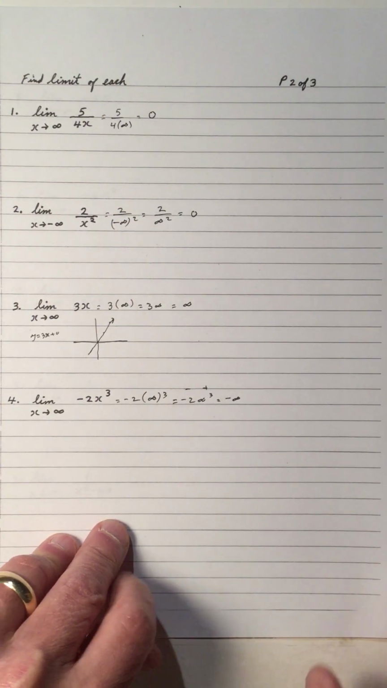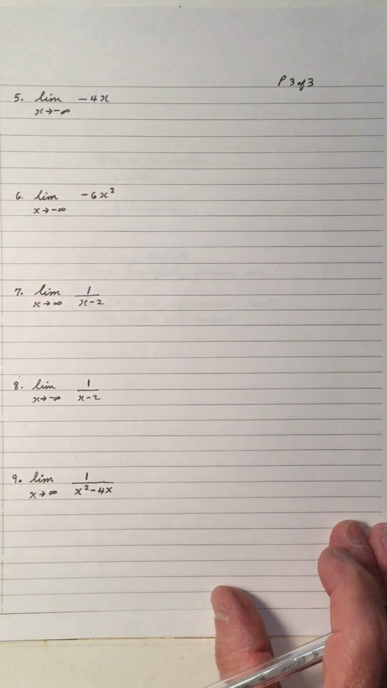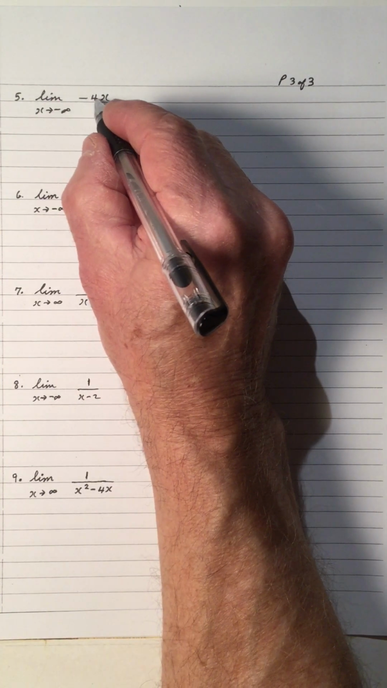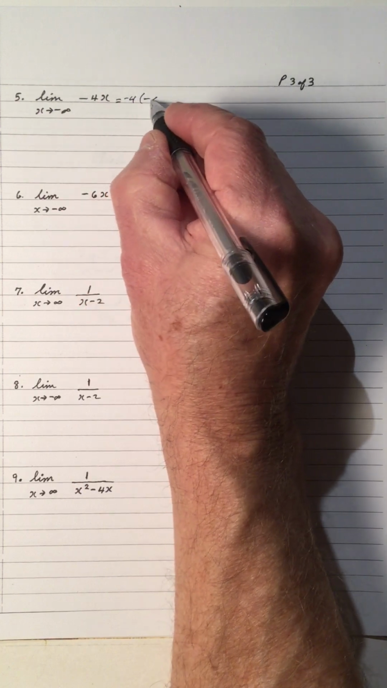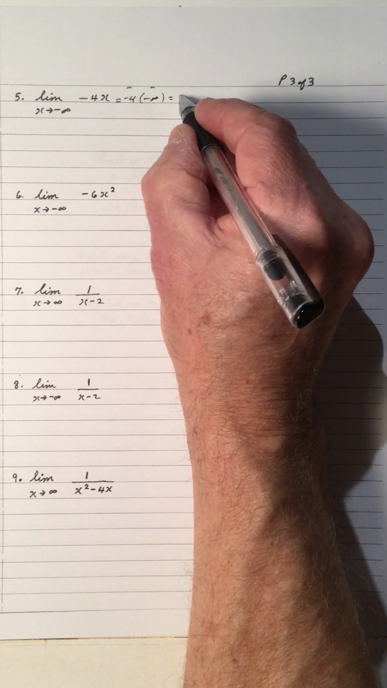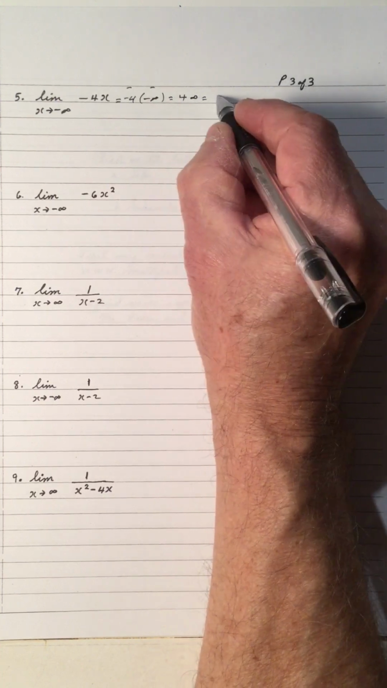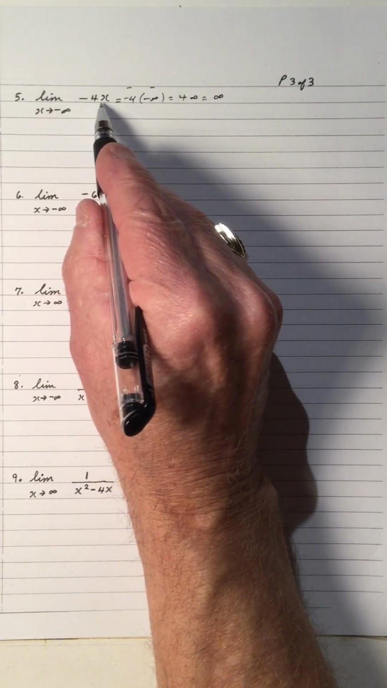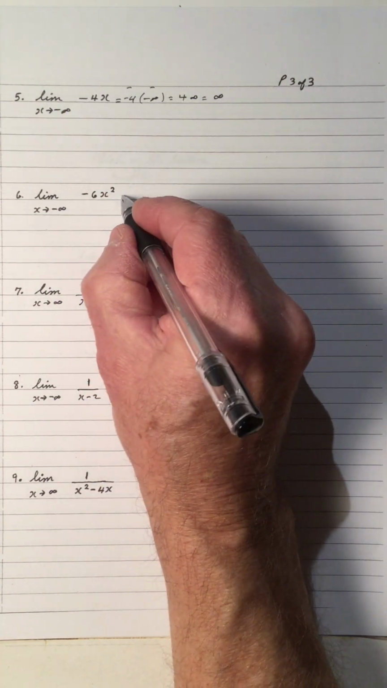Okay, let's continue. More examples. X is going to infinity or negative infinity. Number 5. Again, this is linear, so we have negative 4, and x is going to negative infinity. So that's a negative, and that's a negative. So the product is positive 4 infinity, which is infinity. So as x goes to negative infinity, this negative 4x goes to positive infinity.